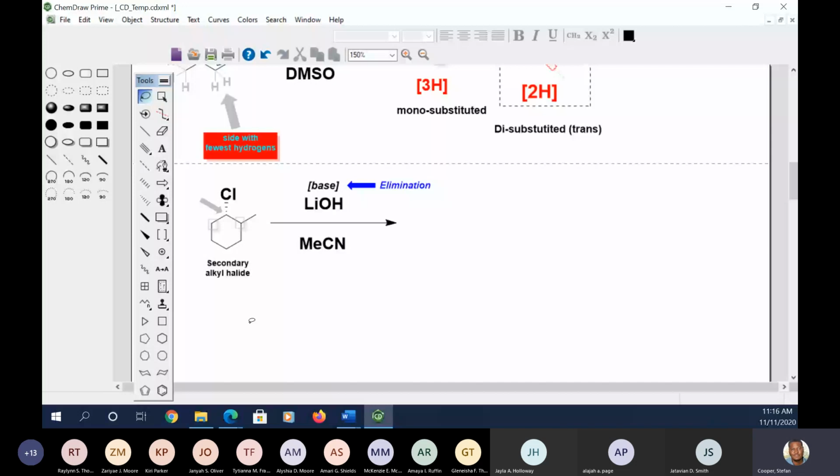Okay, good. So this is a secondary alkyl halide. Let's put that in gray. All right, what type of base do I have? Is this a strong base or a weak base? Strong. Yeah, this is strong, right?